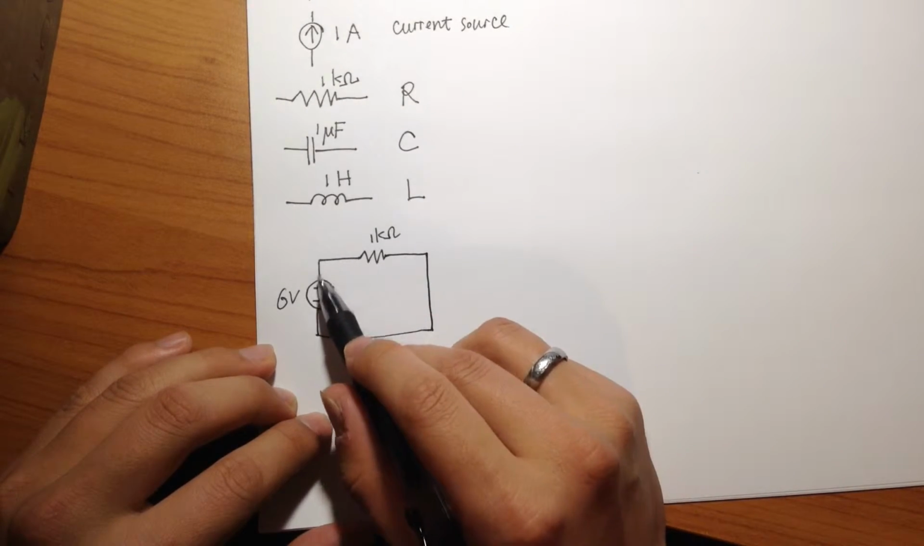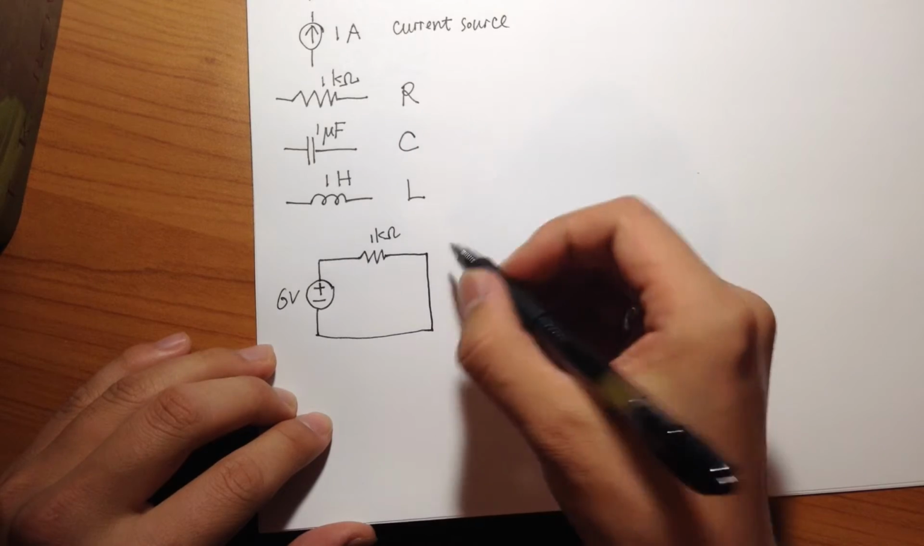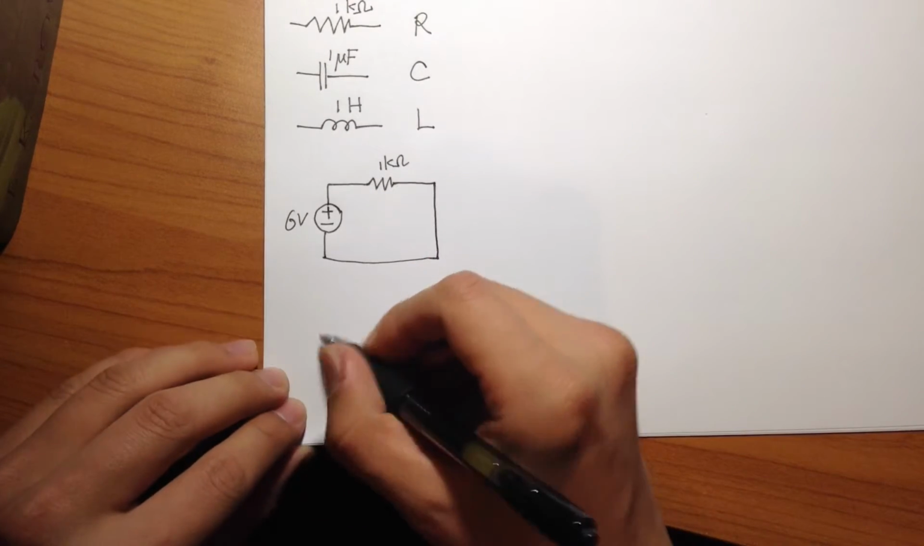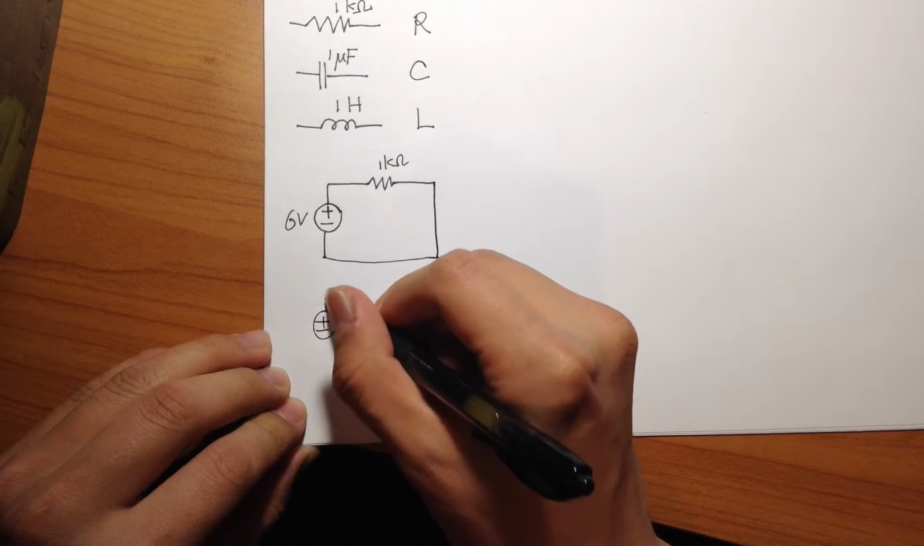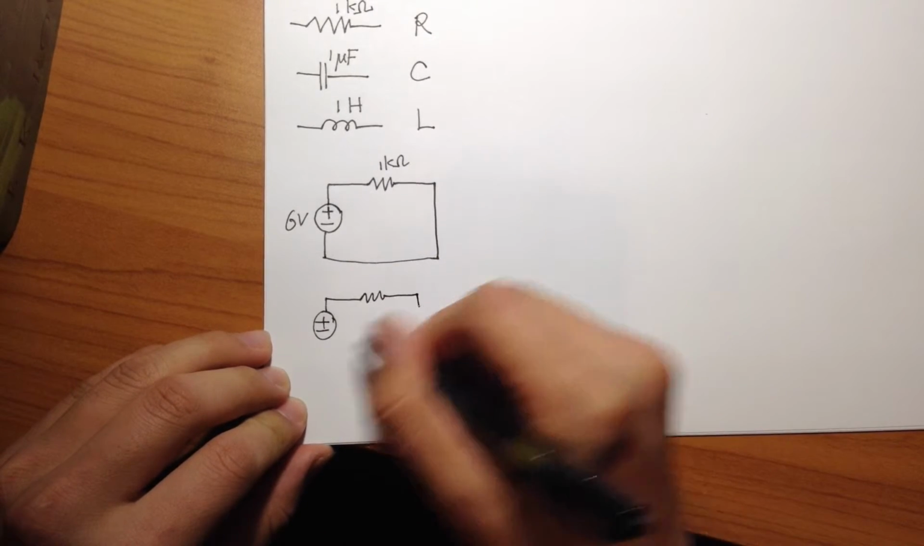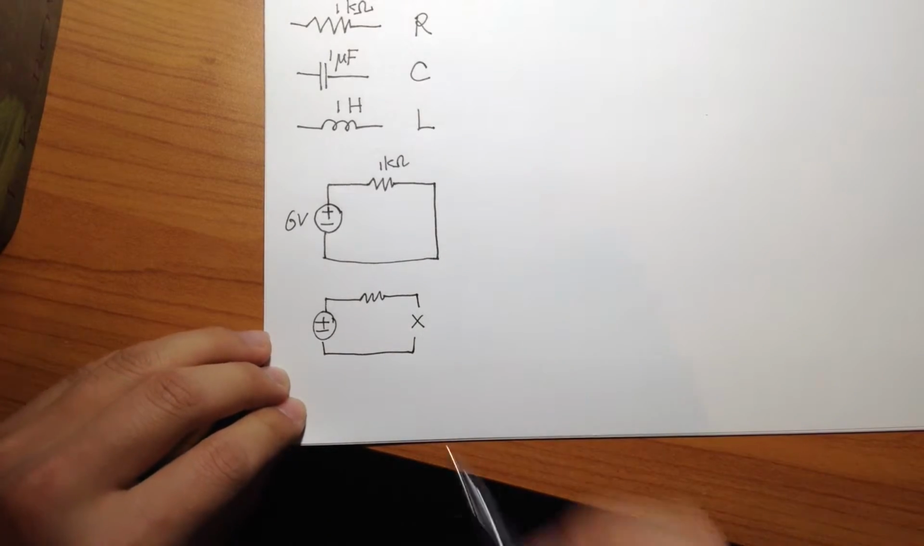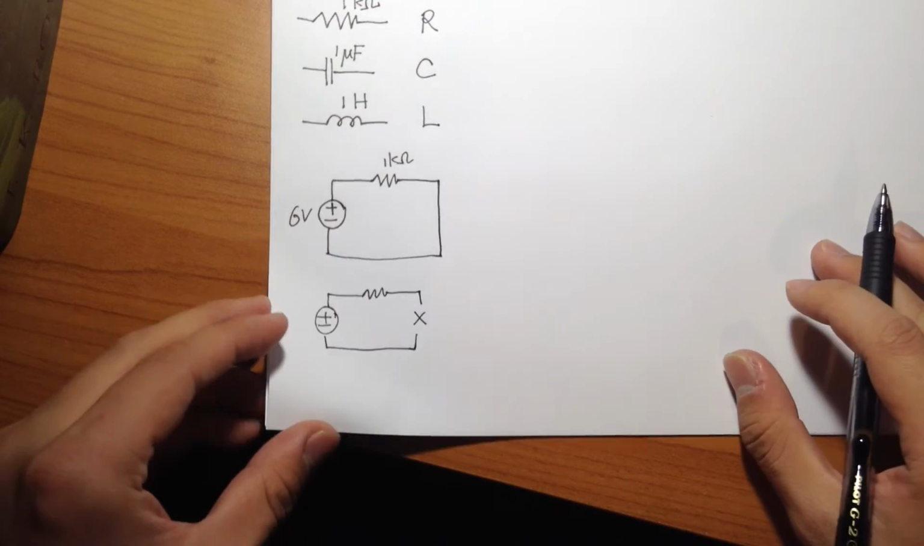Notice that it has to be a closed circuit. There cannot be open wire. Let's say something like this would not be a working circuit because you have the middle cut off. So there won't be any current flowing.